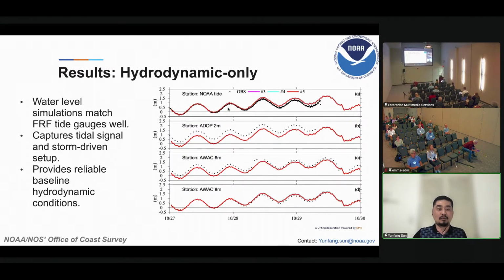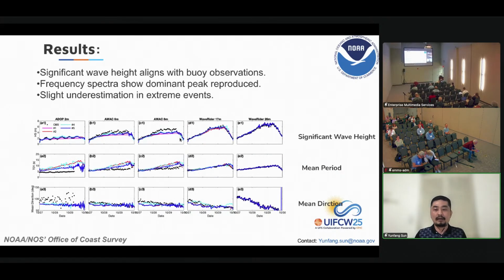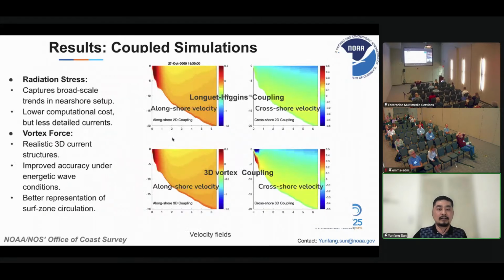It's a match with tidal gauges in different tidal gauges, and also it provides the reliable baseline of the hydrodynamic conditions. And here, this figure shows the significant wave height, the mean time period, and the mean direction of wave for the different wave models. So this figure shows vortex 3D coupling is the best results.